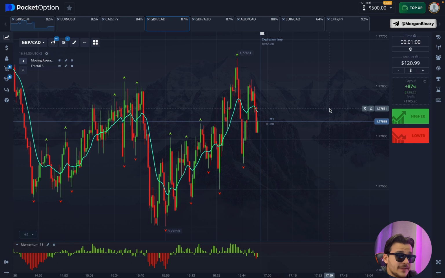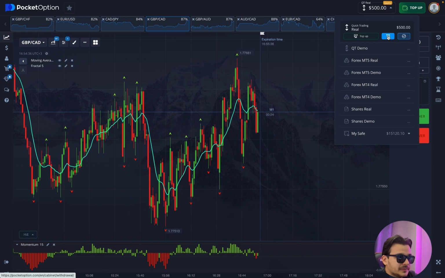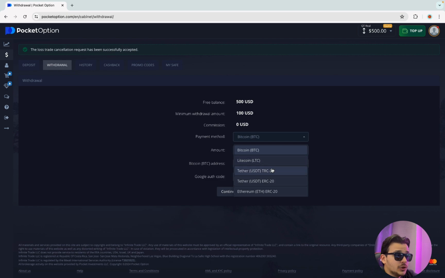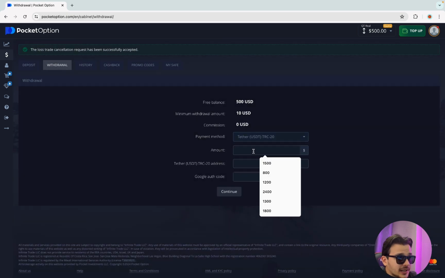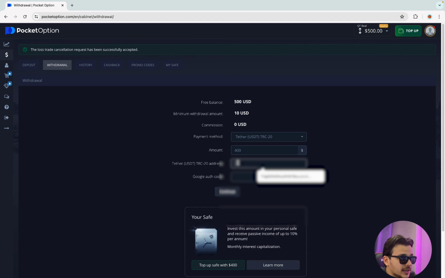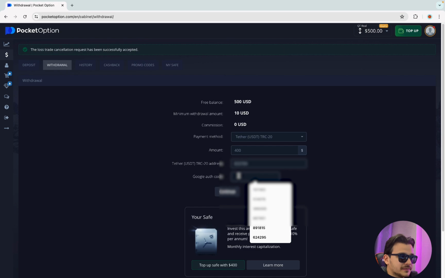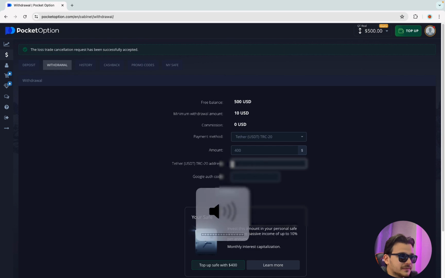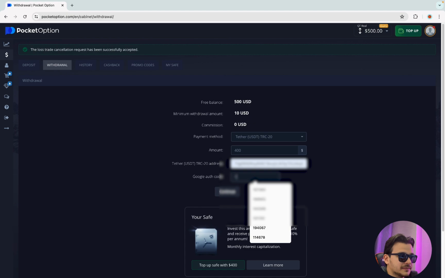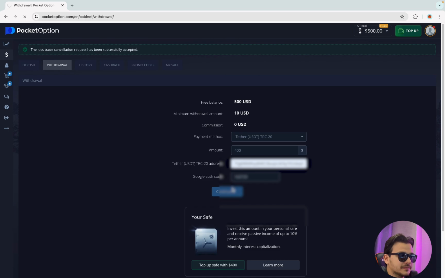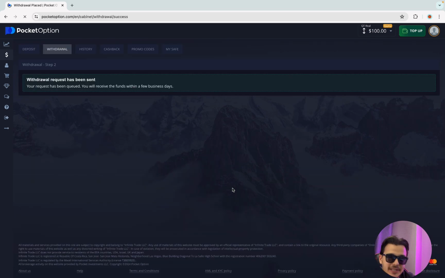Let's fix the profit and proceed to the withdrawal. Today's profit is $400 from 50. The withdrawal operation is being successfully completed.